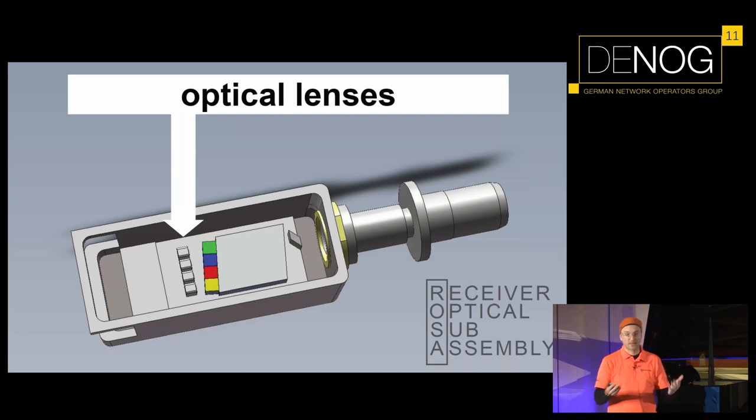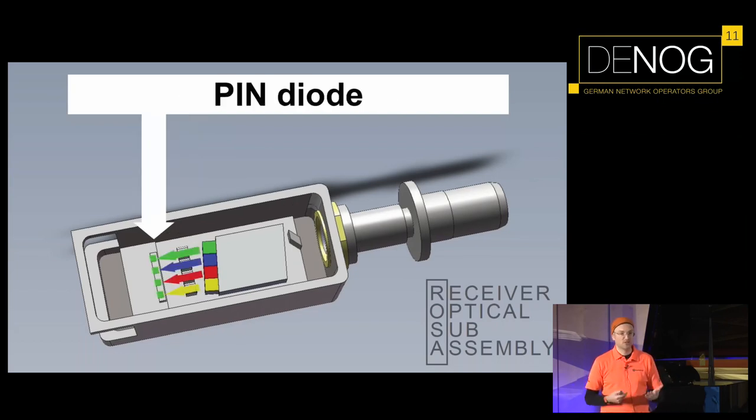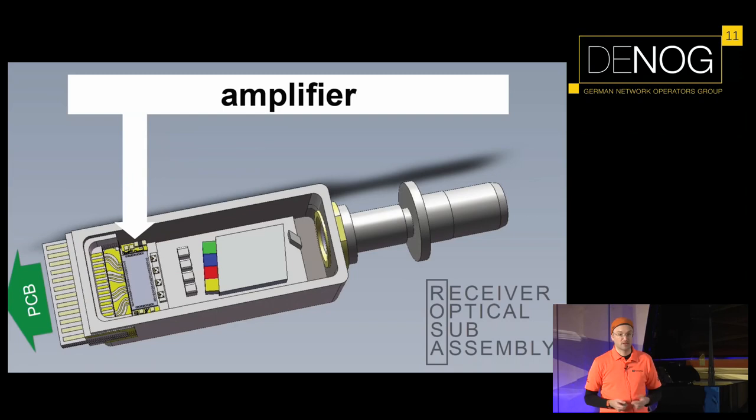Then we need to hit optical lenses again to get focused light to a PIN diode, which is the counterpart component of our laser diode, which does the conversion from the optical light level to an electrical signal at the end of the day. This electrical signal has a really low amplitude, so we can't use it on post-processing systems like your ASIC or the DSP. They can't handle that signal. So what we do there is we need an amplifier in that golden box in there.